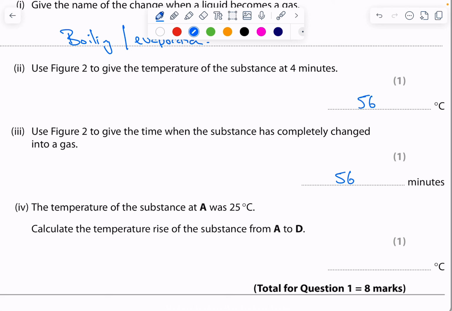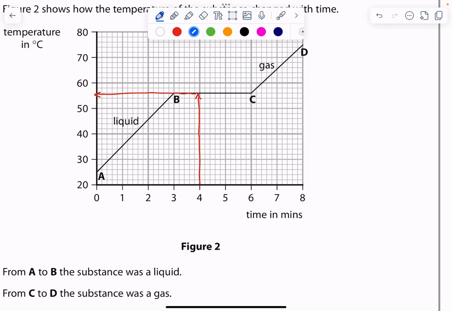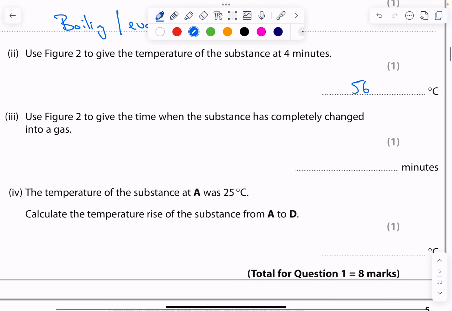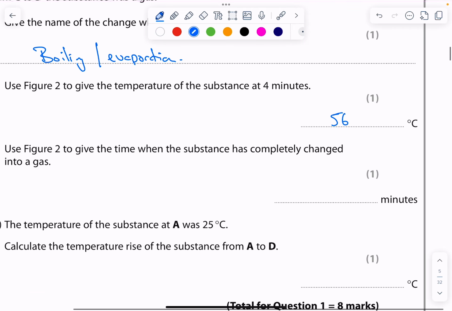So 56 there. Okay, this one says, use figure 2 to give the time when the substance has completely changed into a gas. So remember, when this is changed into a gas, that's this flat part of the graph just here. And the time that ends is at 6 minutes. You can see here that's 6 minutes. And the time it started to change is 3 minutes. So what's the question asked us? Give the time when it completely changes to gas. That's going to be 6 minutes.